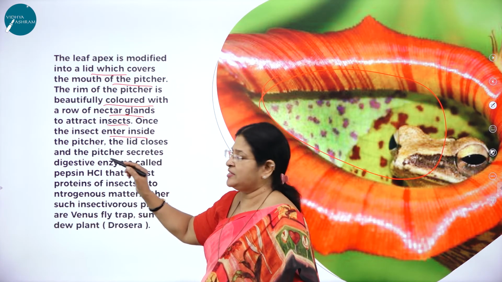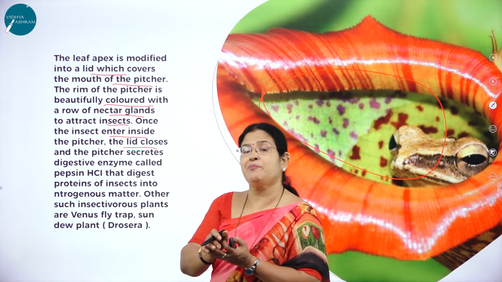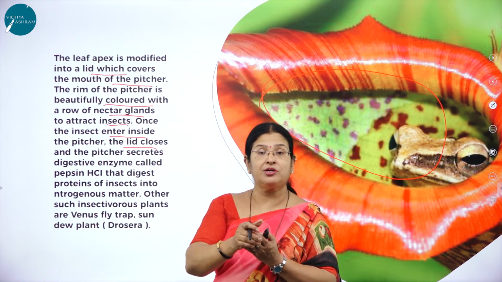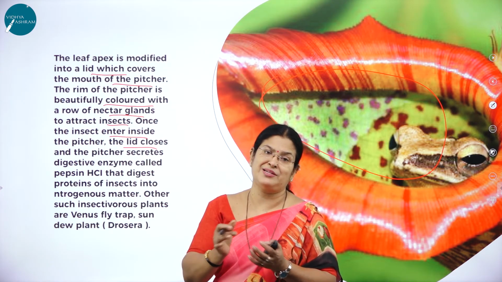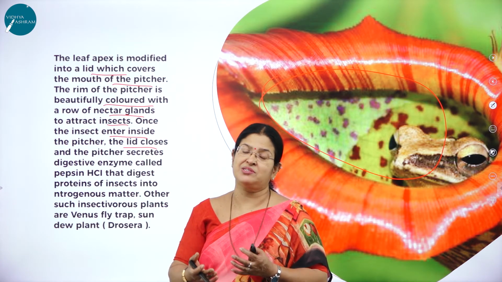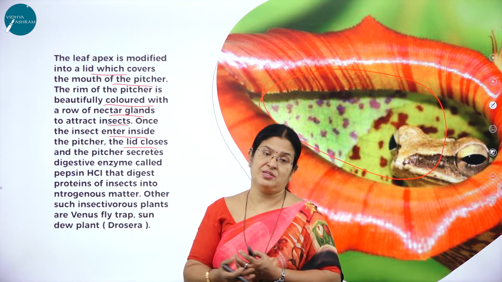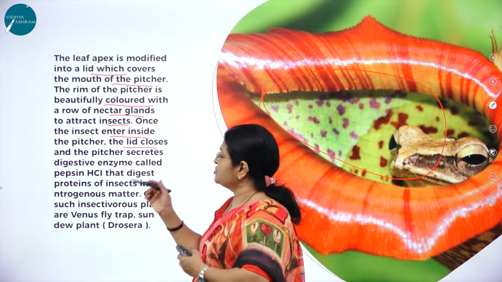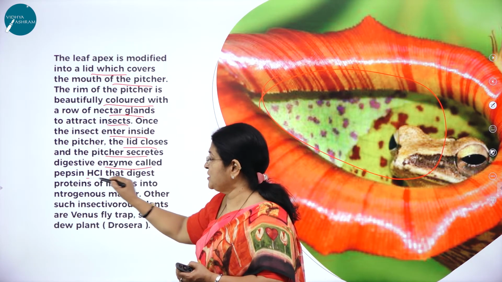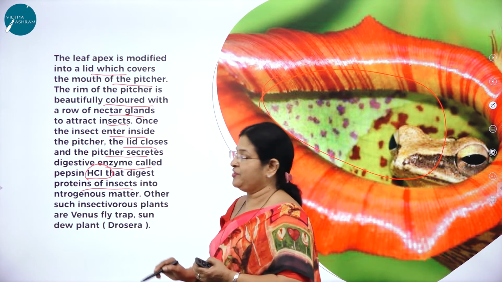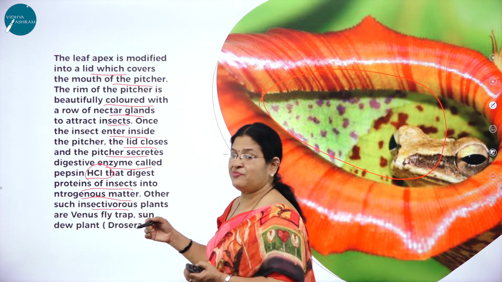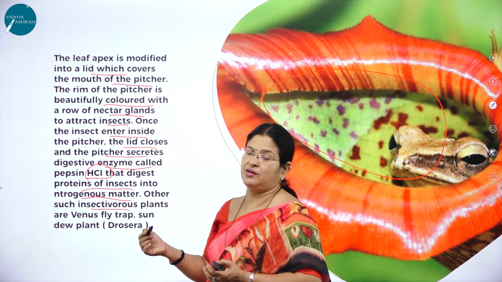Once the insect enters inside the pitcher, the lid closes. So immediately, as soon as the insect comes and sits inside, the lid will be automatically closed. See how beautifully the mechanism is. Really, we can say this plant kingdom or animal kingdom is nothing but wonders of this planet Earth, right? So the lid closes and the pitcher secretes digestive enzymes called pepsin-like HCl that digest the protein of insects into nitrogenous matter. Other such insectivorous plants, now let us see, there are some more insectivorous plants.